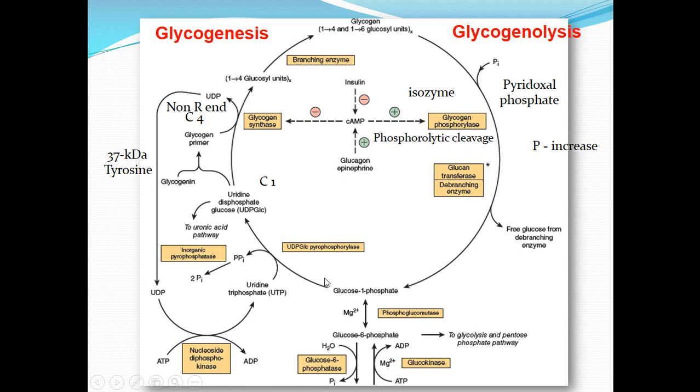Now, this glucose 1-phosphate reacts with uridine triphosphate, or UTP, to form the active nucleotide uridine diphosphate glucose, or UDP glucose. This reaction is catalyzed by UDP glucose pyrophosphorylase.